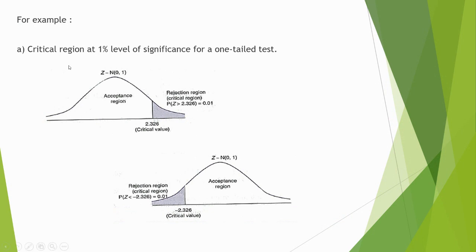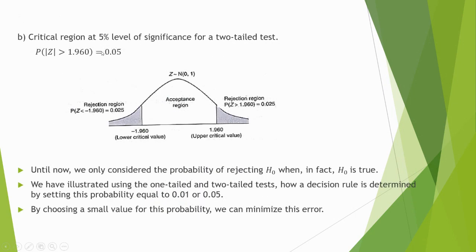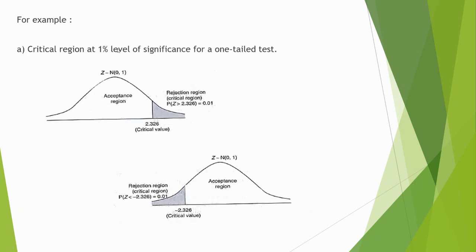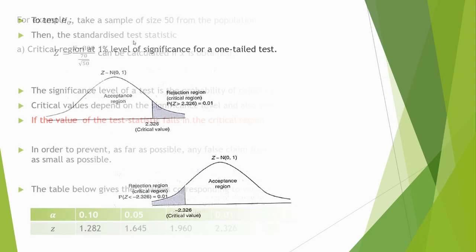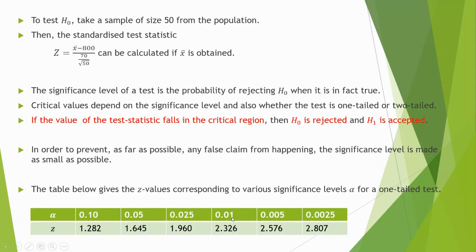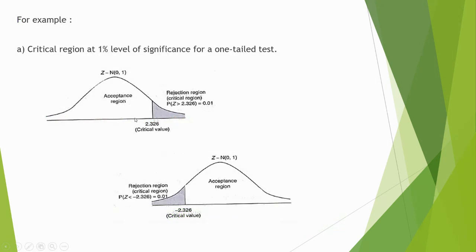So for example, our critical region is 1% level of significant. 1% is 0.01 here. So our Z is 2.326. Okay, so you see our critical value, our Z value, is 2.326. The shaded one is the rejection region.